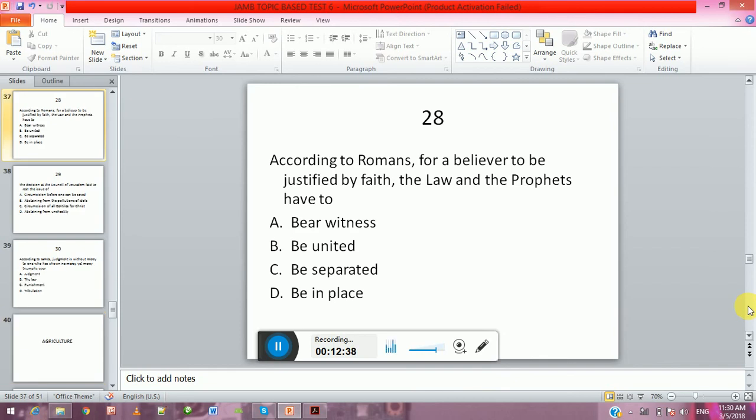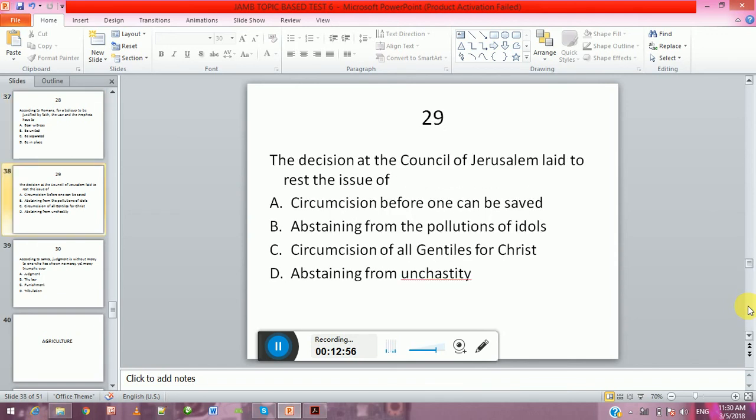CRK. According to Romans, for a believer to be justified by faith, the law and the prophets have to A. bear witness, B. be united, C. be separated, D. be in peace.